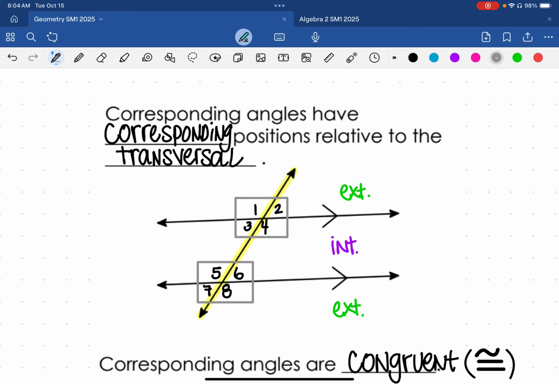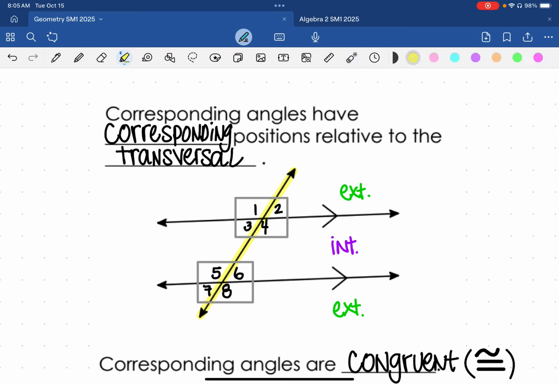Once I put a box around the 1, 2, 3, 4 and a box around the 5, 6, 7, 8, I can start talking about their position. Notice that angle 1 is in the top left and angle 3 is in the bottom left. Angle 2 is in the top right and angle 4 is in the bottom right. I can do the same thing on 5, 6, 7, and 8: top left, bottom left, top right, bottom right.